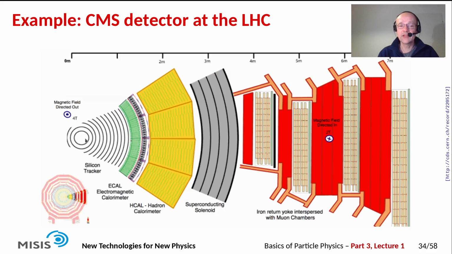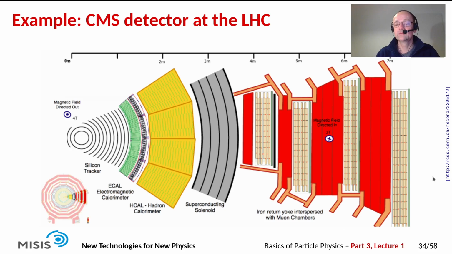You have here on the left the beam axis where the collision takes place. This is surrounded by a tracking detector to measure the trajectories of charged particles, followed by an electromagnetic calorimeter, followed by a hadronic calorimeter, followed by a solenoid, the coils of a solenoid magnet, which creates the magnetic field to measure the momentum of charged particles here. And outside the solenoid magnet, you again have these muon chambers.